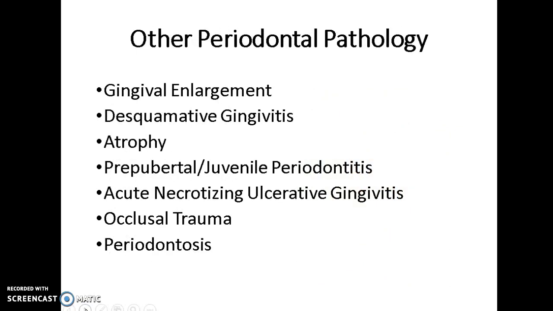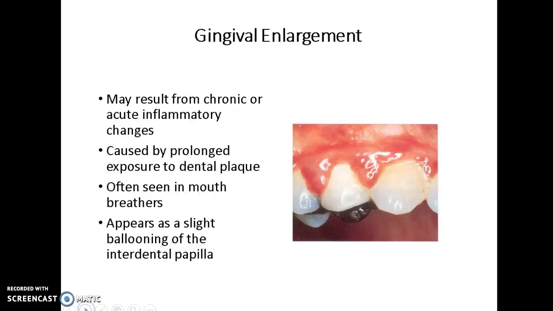Other pathology associated with periodontal disease is gingival enlargement, desquamative gingivitis, atrophy, prepubertal or juvenile periodontitis. Another one is acute necrotizing ulcerative gingivitis, occlusal trauma, and periodontosis. So gingival enlargement may result from chronic or acute inflammatory changes. And if you think of the name, it's exactly that. The gingival tissues just become larger than what's necessary due to some of these idiopathic causes.